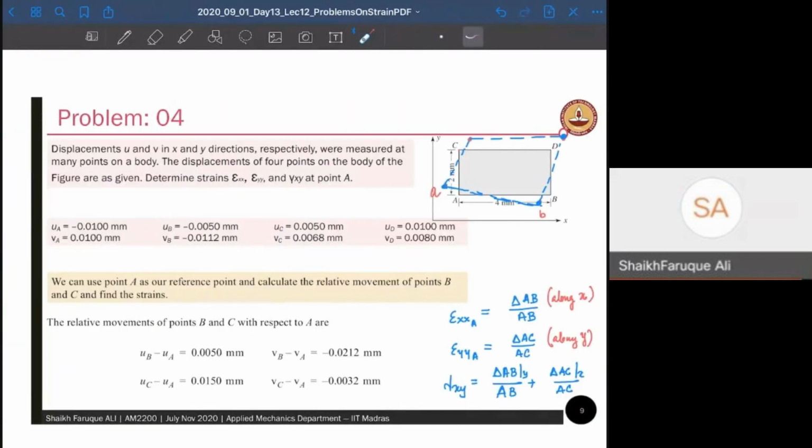So UB minus UA is the deformation of AB along x direction, because u is along x direction, right? VB minus VA is deformation of B with respect to A but along y direction, because V is along y direction. Similarly, UC minus UA is deformation of C along x direction with respect to A. VC minus VA is deformation of C along y direction with respect to A. All right, I'll write them down when I send these notes to you.